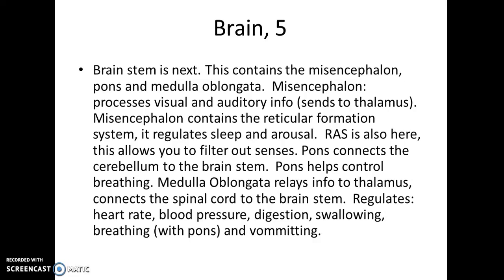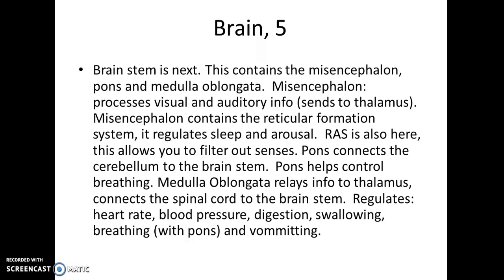Brainstem is next, and the brainstem contains the mesencephalon, pons, and the medulla oblongata. The mesencephalon processes the visual and auditory information and sends it to the thalamus, so it can end up in the right place. The mesencephalon also contains the reticular formation system, and that regulates sleep and arousal.